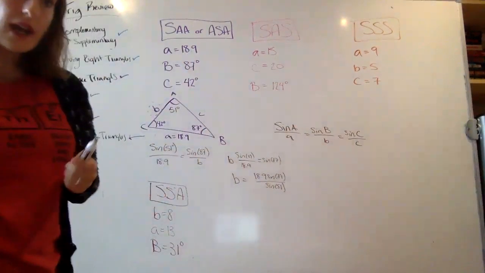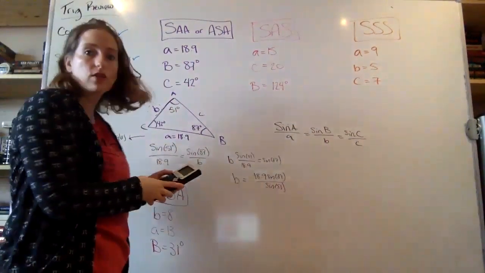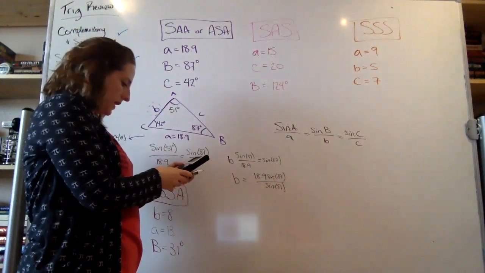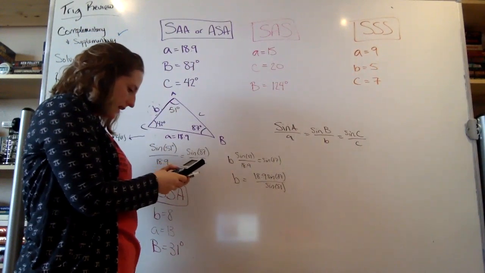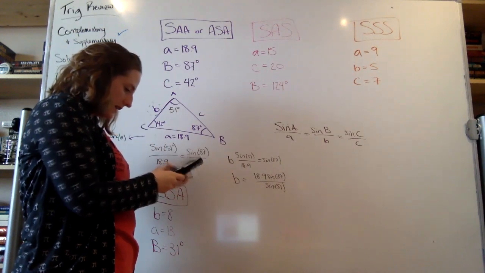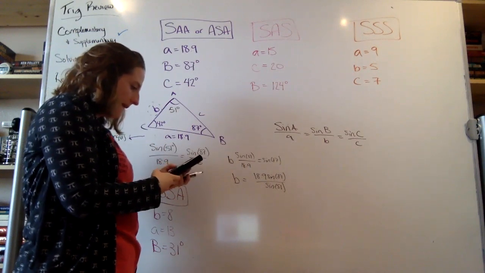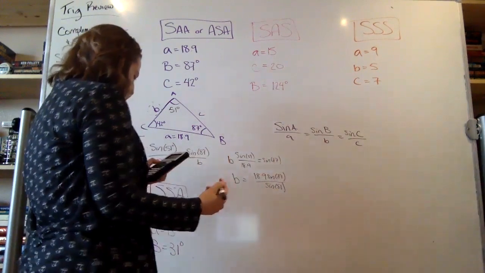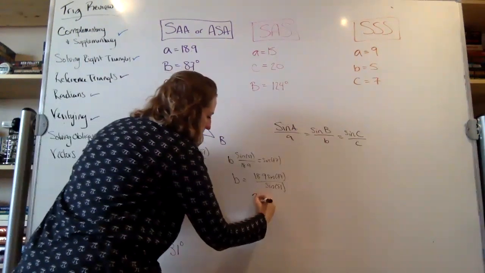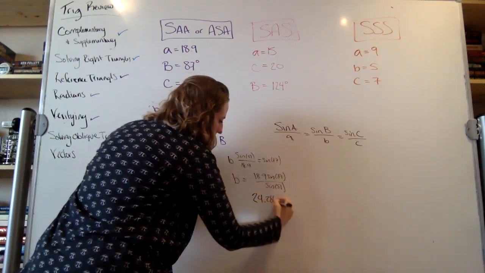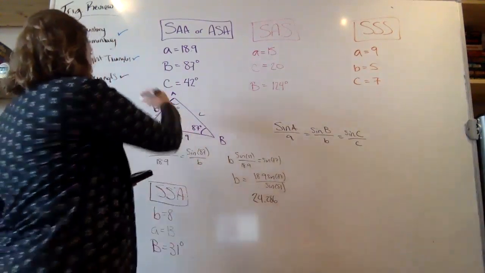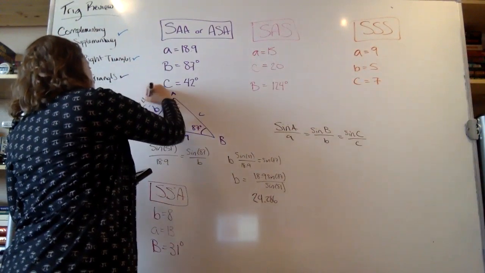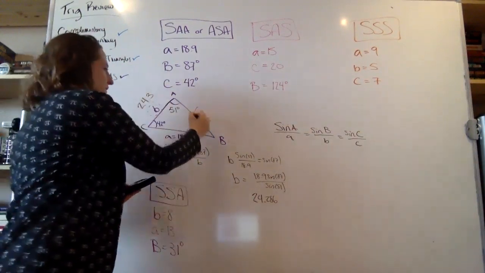And now we're going to use our calculator. Make sure your calculator is in degrees. Okay. And we do 18.9 sine of 87 divided by sine of 51. And that is 24.286. Let's go ahead and round to the nearest tenth. So we'll call that 24.3. So B is 24.3. We now need to find C.